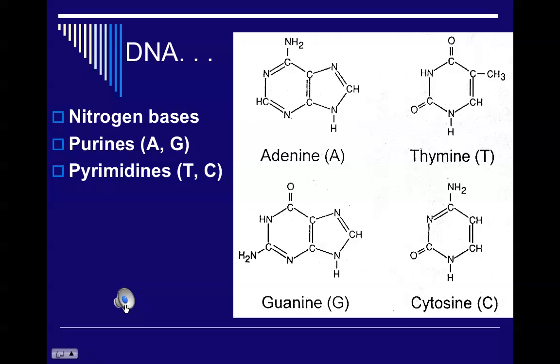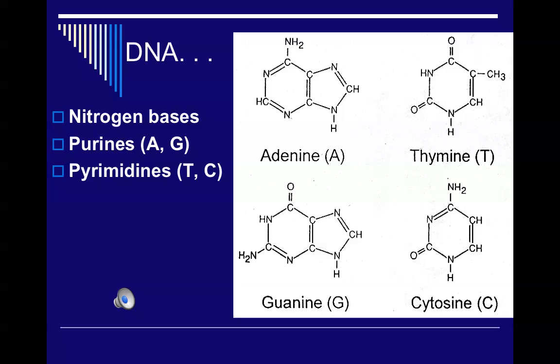What is DNA? DNA is formed from essentially three different components. We're going to use a nitrogen base, purines and pyrimidines. The purines will be adenine and guanine. The pyrimidines, thymine and cytosine. We're going to find that eventually we're going to pair these purines and pyrimidines together so that we have one purine hydrogen bonding to one pyrimidine.